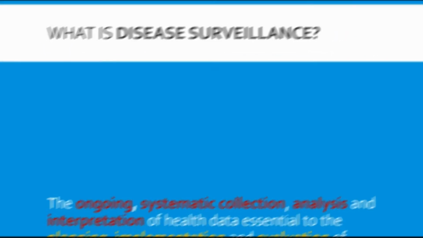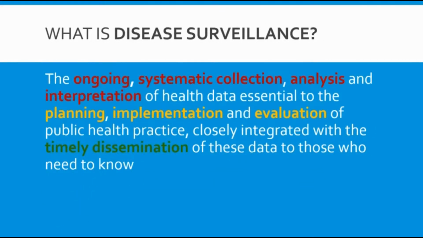So, what is disease surveillance? This is the ongoing systemic collection, analysis, and interpretation of health data essential to the planning, implementation, and evaluation of public health practice. It's closely integrated with the timely dissemination of these data to those who need to know.